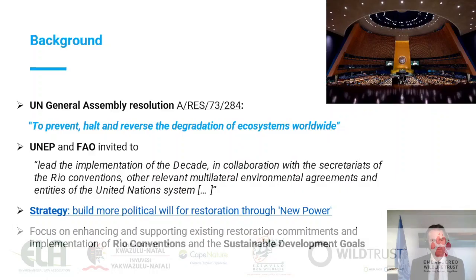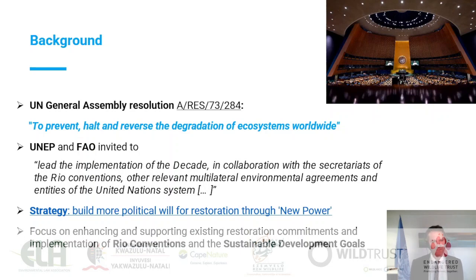As a background, I would like to recall that the General Assembly issued the resolution that establishes this UN Decade with the main aim to prevent, halt, and reverse the degradation of ecosystems worldwide. And UNEP and FAO are invited to lead the implementation of the UN Decade in collaboration with the Rio Conventions and other agencies of the UN system.